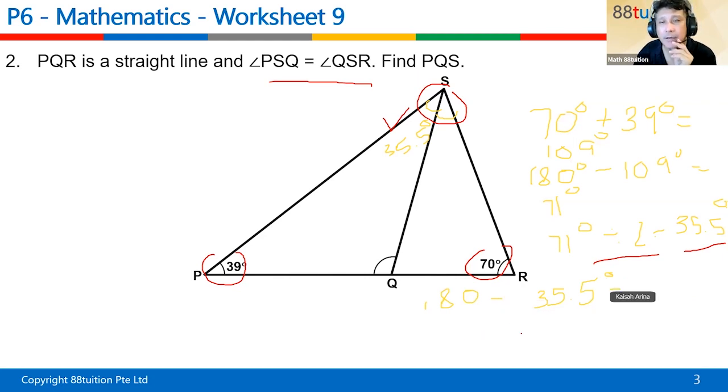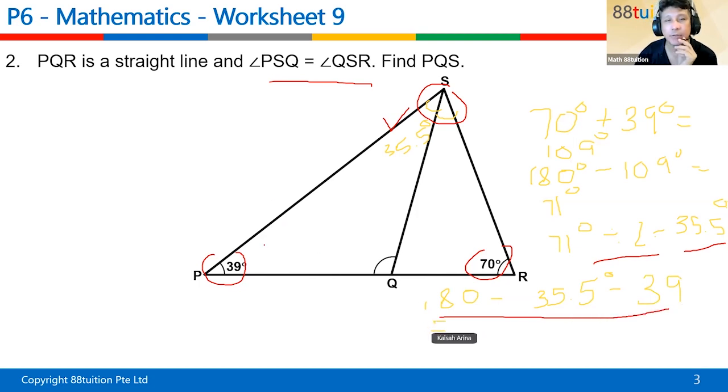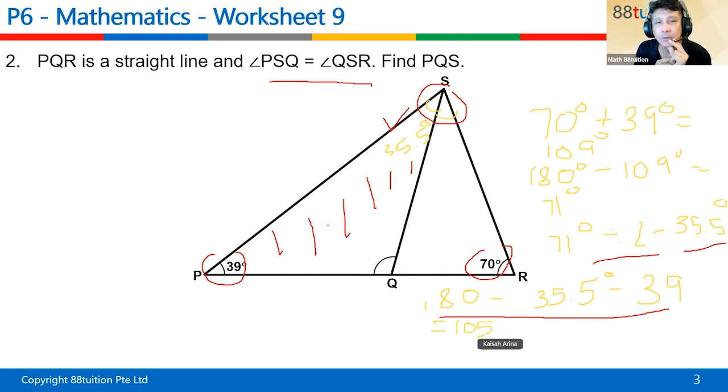From there, look at how Kaiser continues. So now Kaiser is solving for this triangle, just this triangle itself. Already we have two angles there. One is 39, one is 35.5. So the third angle, you take 180, you minus these two, you will get 105.5 degrees. Well done. Kaiser is correct. Good job.